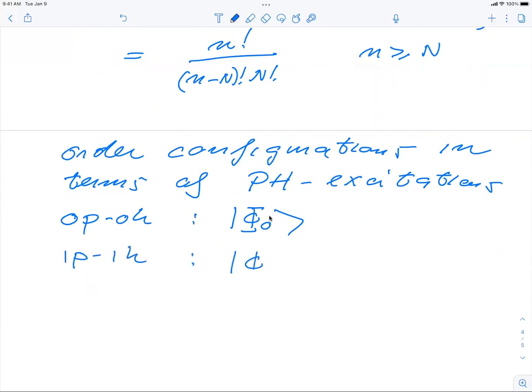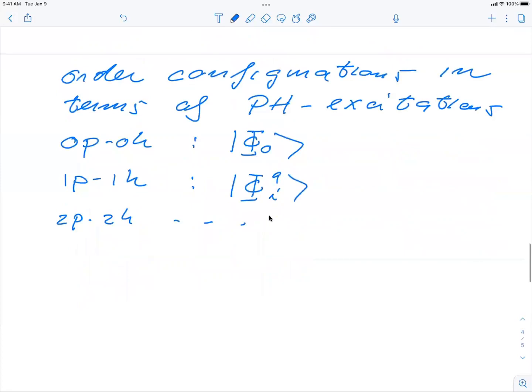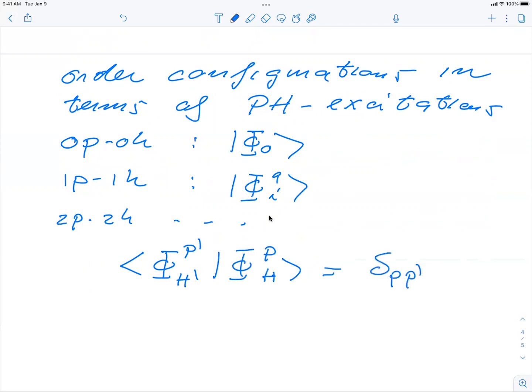So these are the states which we simply label as phi of a of i, like this. And then this just goes on, two particle, two hole, etc., etc. And this is an orthonormal basis. So the assumption we have made now is that if we take the inner product of phi of p prime h prime and phi of p h, this is given by a delta of p p prime and a delta of h h prime. And yesterday we also saw typical examples of that.